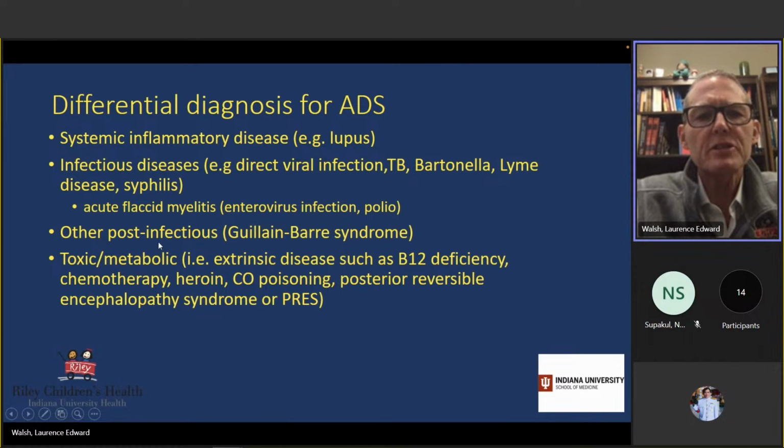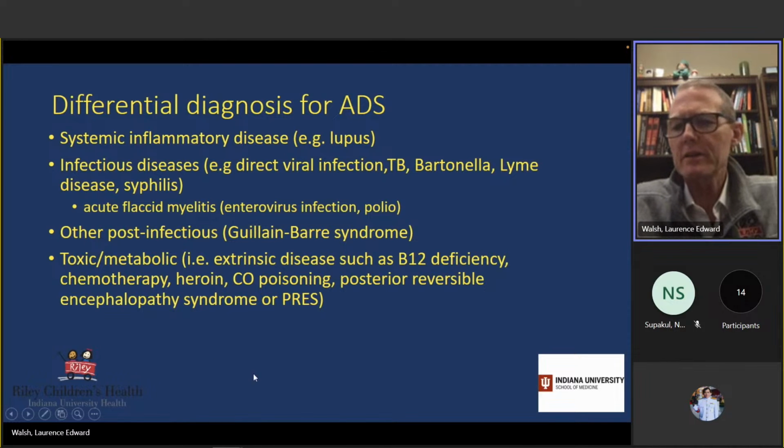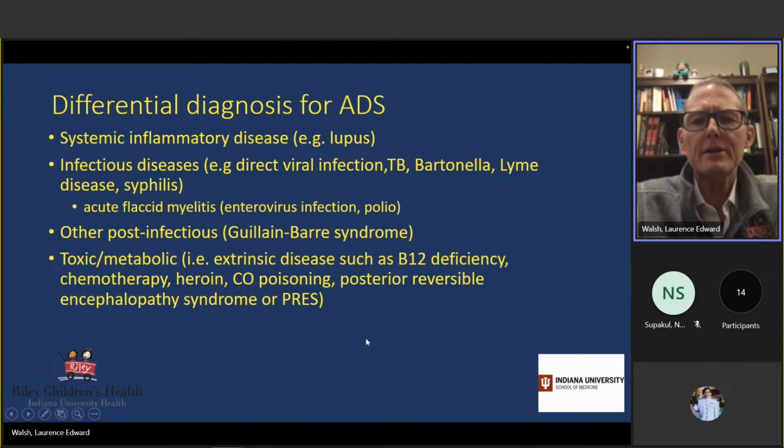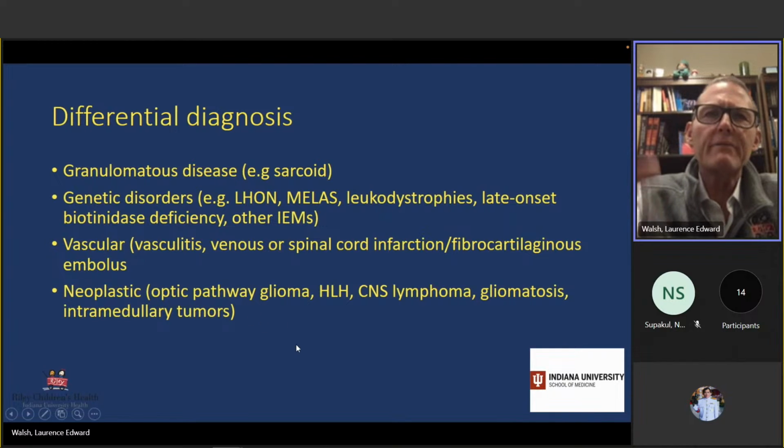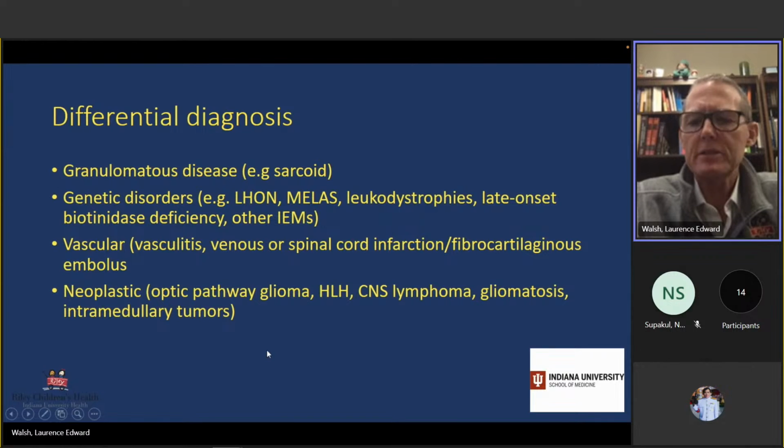Other post-infectious things such as Guillain-Barré, toxic metabolic disorders. I've seen this before: heroin-related leukoencephalopathy, carbon monoxide poisoning, PRES, and so on. Granulomatous disease such as sarcoid, genetic disorders, vascular things. I've listed some references at the end of this, and the articles, especially from 2020, have very nice tables of extensive differential diagnoses for these sorts of disorders.